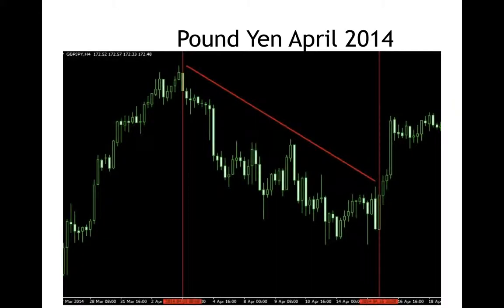As you can see, the pound yen did indeed fall through April 2014. It started on the 3rd and fell through the 15th, just like the database predicted. If you'd caught this move from top to bottom, it would have been about 400 pips. But more likely what you would have done is you would have just sold the rallies.